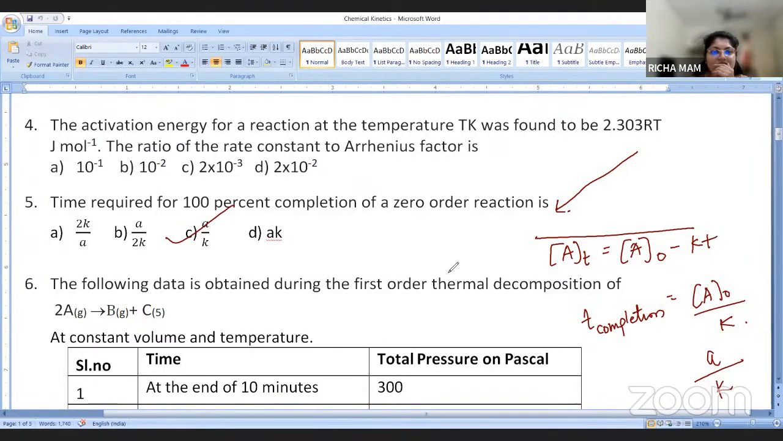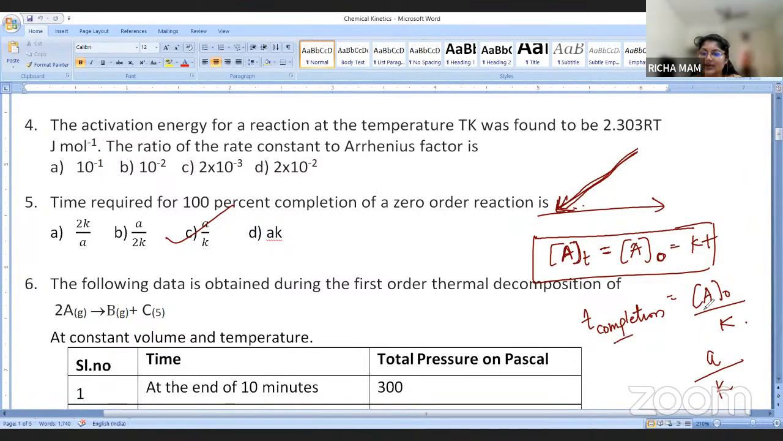So we know what will happen in a zero order reaction. As the time increases, the concentration will fall linearly. Linearly the concentration will decrease. So the time required for the zero order reaction to complete: the concentration at time t will be [A]0 minus kt.